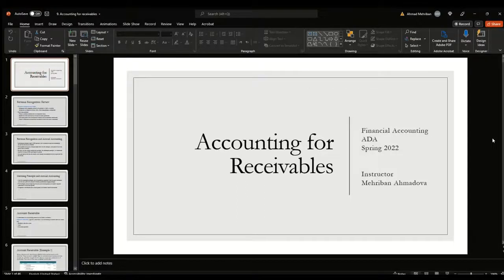So let's continue with accounting for receivables. Well, technically speaking, we've already covered accounting for receivables partially in previous weeks, in previous exercises and courses. And now we're just going to deepen our knowledge of accounting for receivables.